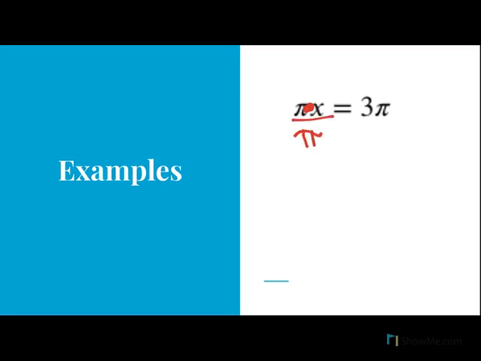So I could divide both sides by pi, and now what's going to happen? Well, over here on my left hand side, pi divided by pi would cancel, and I just have x. And now on this side here, I also have a pi and a pi, which would cancel, and I would get x equals 3 for my solution.